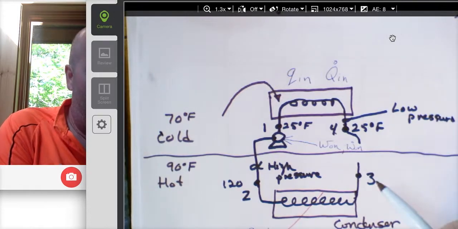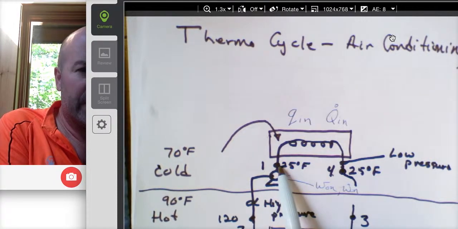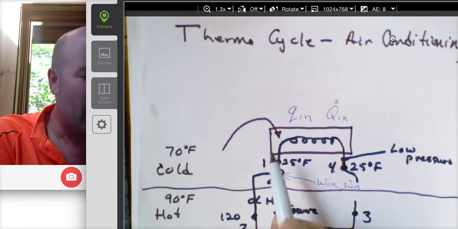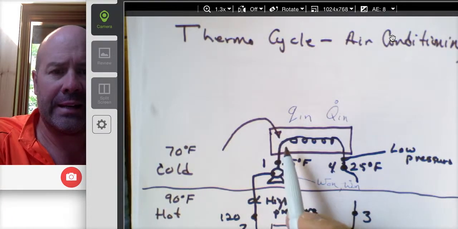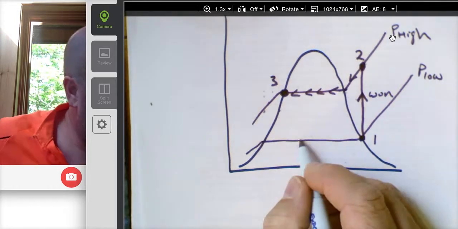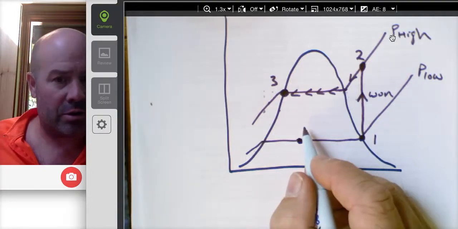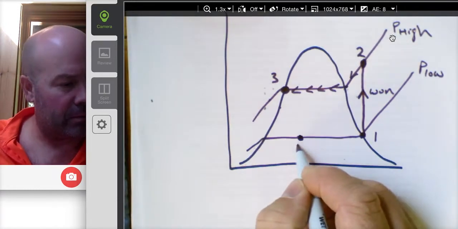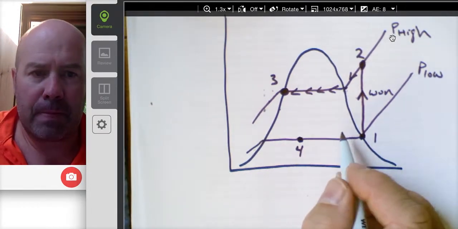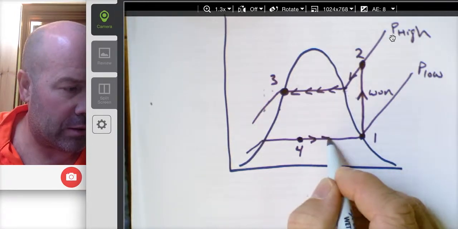Now, I'm still not going to deal between 3 and 4. So I'm going to come back to 1 and work my way backwards from 1. Backwards from 1, what happened to the fluid? Heat came in. Well, I'm going to tell you that point 4, where we enter this heat exchanger, is right about here. And we put heat in. It's Q in. So we know that we move to the right.